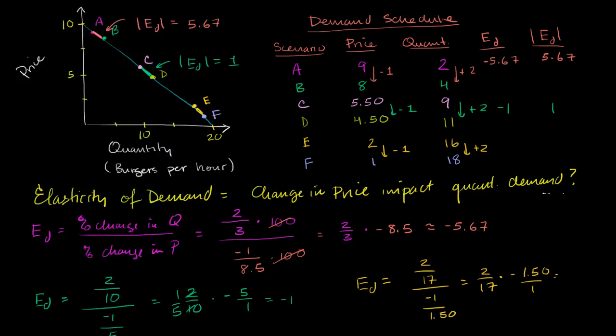So here it is, -0.18, and its absolute value is 0.18. So the elasticity of demand over here is 0.18. And I'll leave you there, and in the next video, we'll think about these results a little bit.